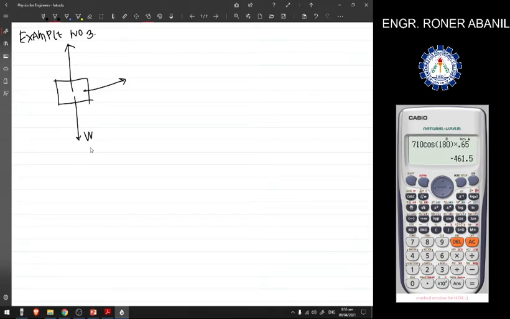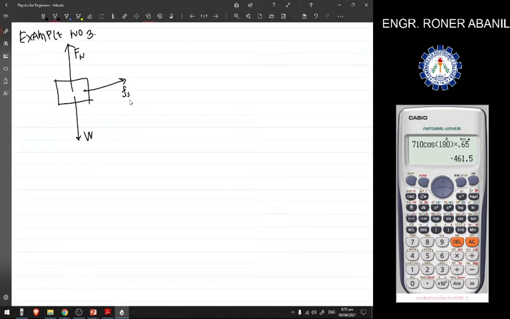Tapos, ito naman yung tinatawag na normal force. Okay? Ito yung ibinibigay na force ng flatbed para hindi mahulog or hindi umilalim yung ating crate. Tapos, meron tayong tinatawag na frictional force na Fs. Okay? Ayan. Frictional force na Fs. So, which is exerted by the flatbed in the forward direction and keeps the crate from slipping backward. Okay?